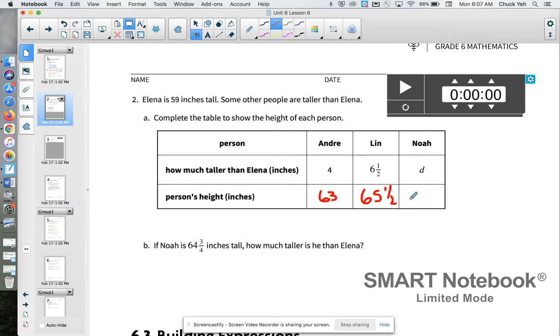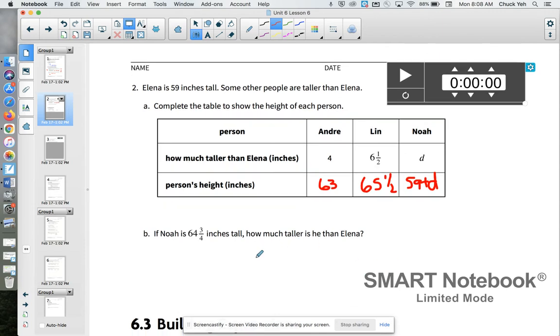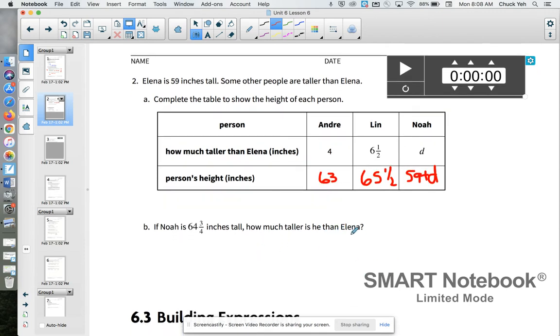So what have we been doing to find the height? Are we adding, subtracting? We've been adding, correct? So it would be 59, whatever the height of Elena is, and then whatever the height of Noah is. So it would be this, 59 plus D. If Noah is 64 3/4 inches tall, how much taller is he than Elena? Instead of adding, what are we going to do? We subtract.